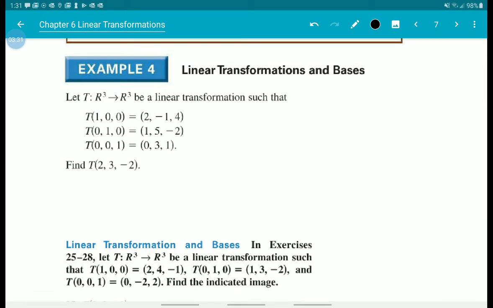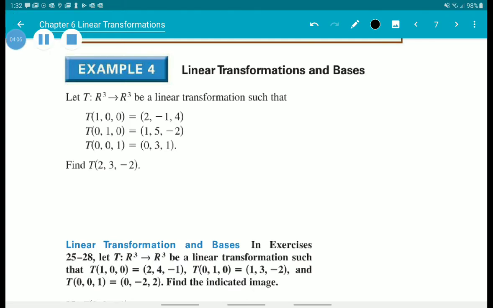Let's look at example 4. We're going to let T be the transformation from R3 into R3. And we know T of 1, 0, 0 is going to take us to the vector 2, -1, 4. T of 0, 1, 0 takes us to the vector 1, 5, -2. And T of 0, 0, 1 takes us to the vector 0, 3, 1. We want to find the transformation of the vector 2, 3, -2.